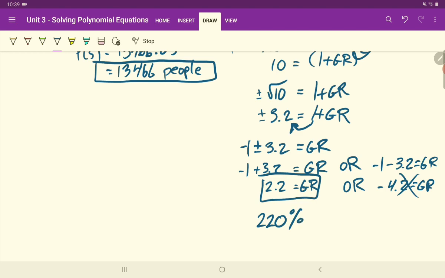Sorry about that. So the value that comes out of that formula is the growth rate as a decimal. Don't be fooled because you see 2.2 that you think it's 2.2%. This is actually growing by 220%. All right? So there you have it.